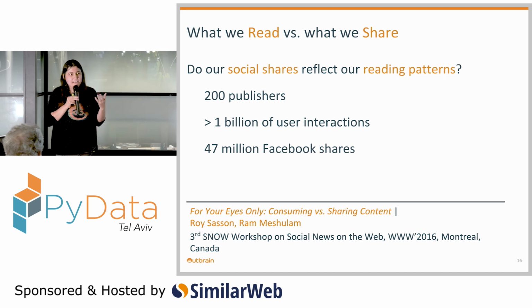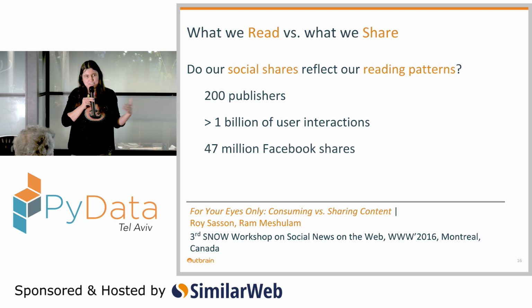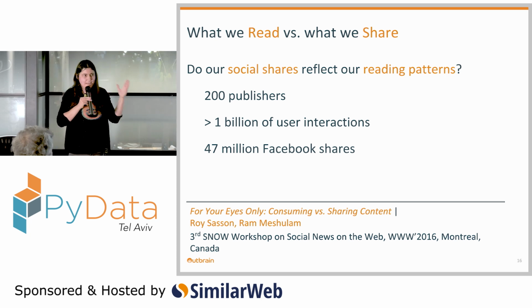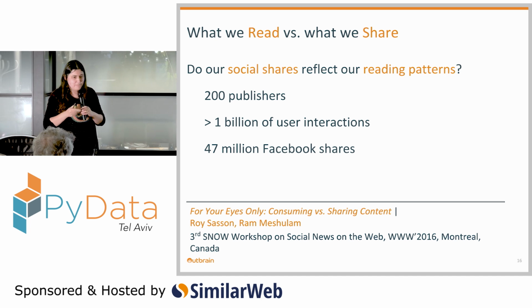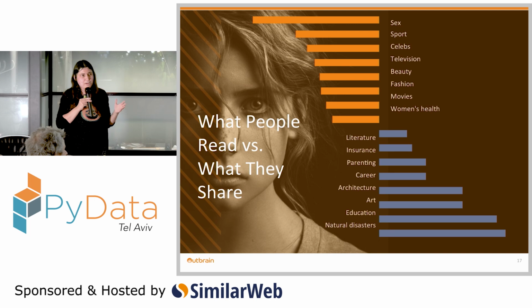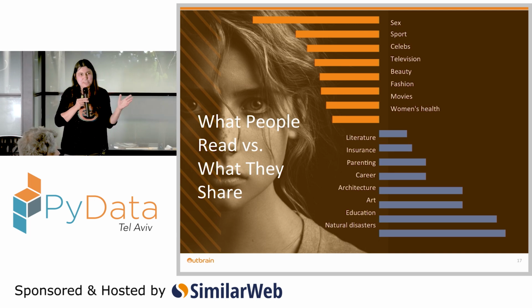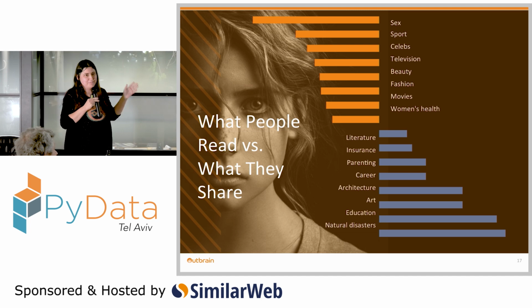And they wanted to evaluate the value of the data our brain has versus your Facebook friends or social media. So they analyzed a lot of publishers, took a lot of page views, and took a lot of Facebook shares. And what they came up with is these results. Basically you have two types of topics. You have topics that we tend to read about, but we don't usually share. And we have topics that we tend to share, but we rarely read about. And you can guess which one is which.